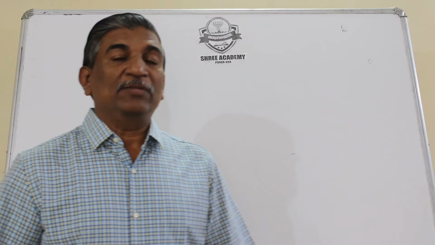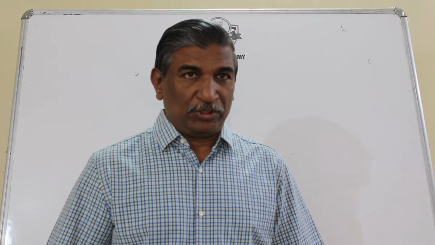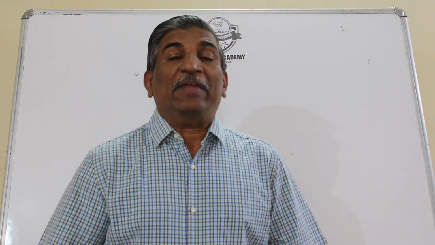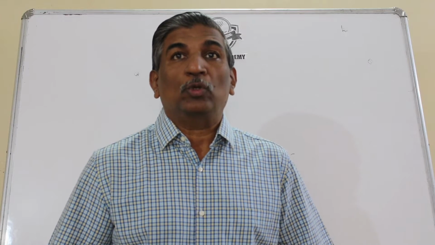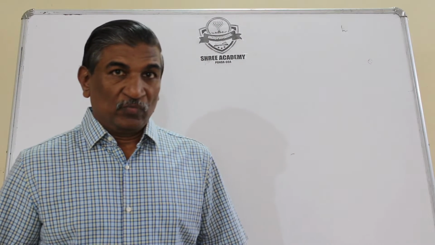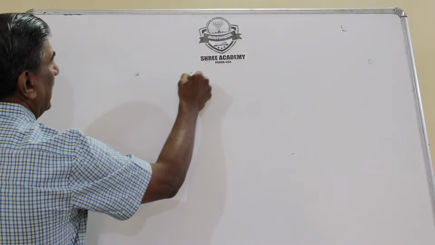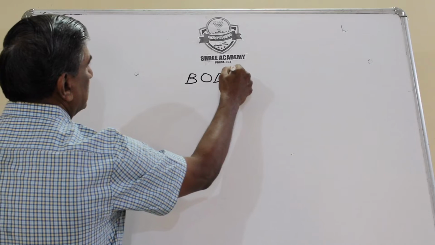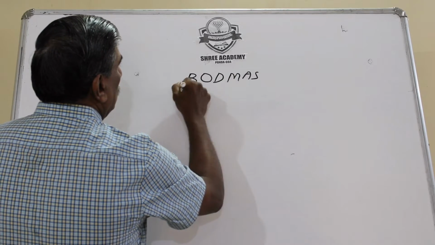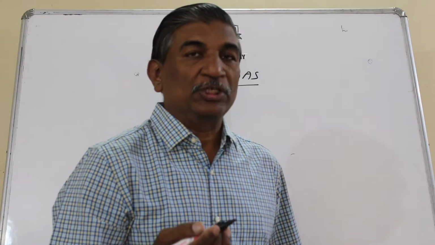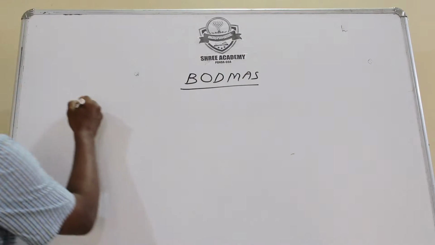Today we will be going for another most important aspect of mathematics, which is called the order of simplification. Now what do you mean by the order of simplification? Whenever we want to simplify anything, we have to follow a particular order. This order in short is known as BODMAS. BODMAS is nothing but a sequence of operations which have to be followed.